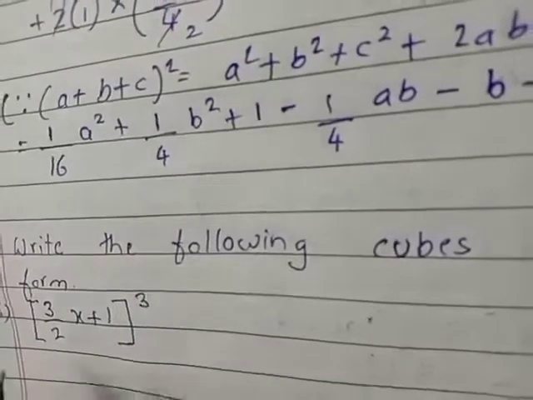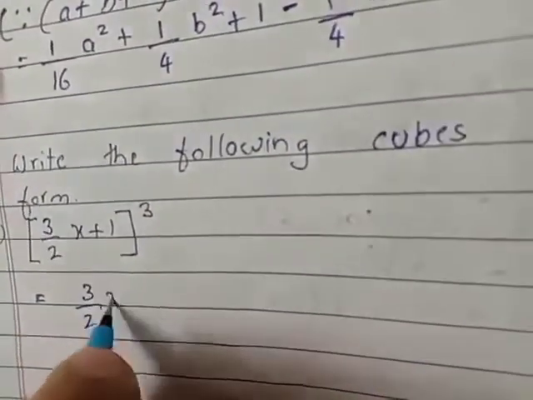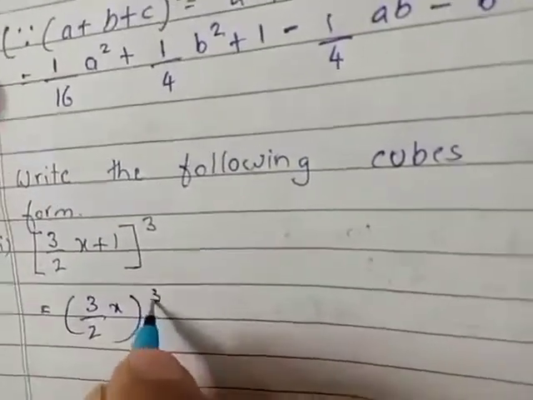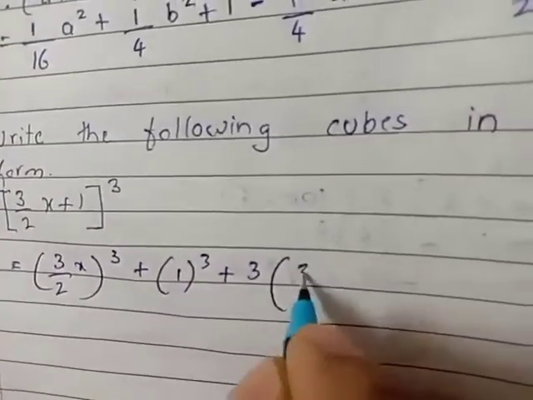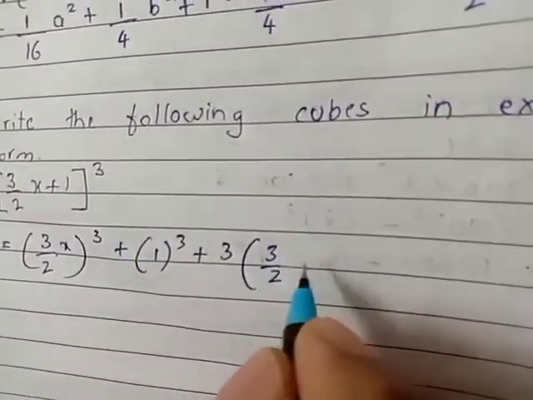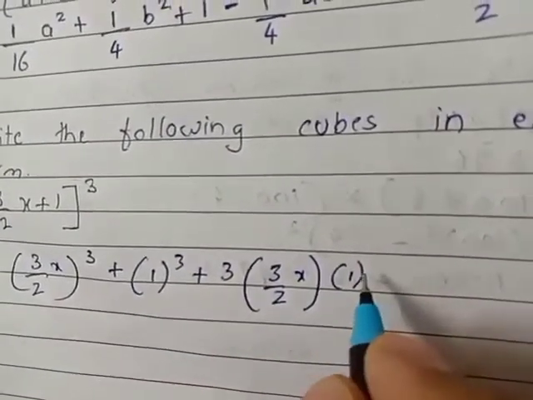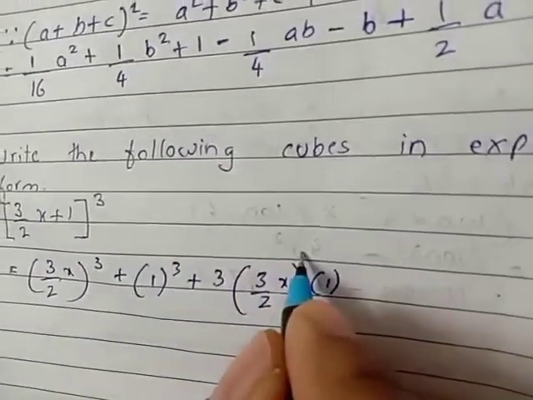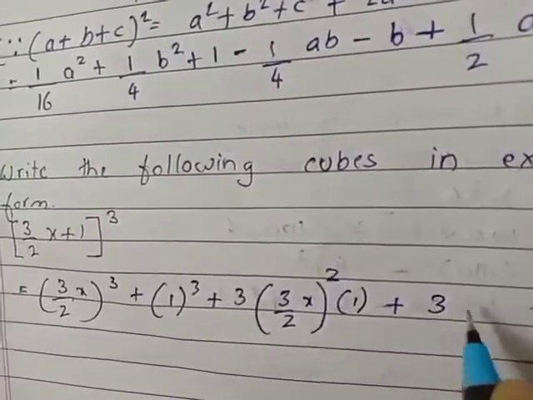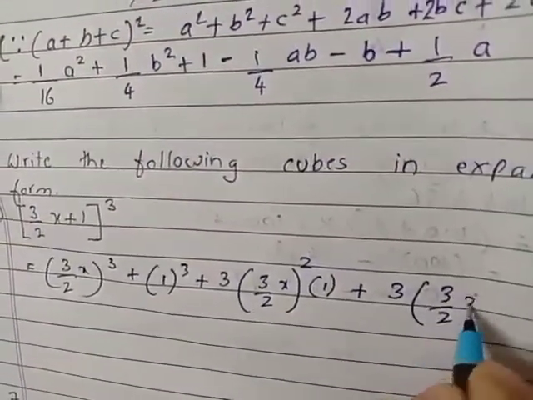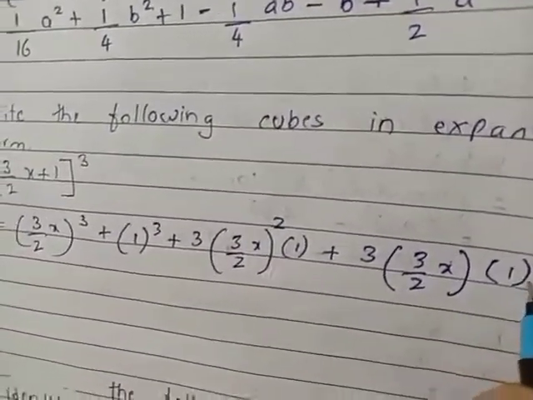So how will we expand this? This will be 3/2 x a cube plus b cube plus 3a square b. A is 3/2 x and b is 1. 3a square b plus 3ab square. What is a? 3/2 a, b square. B is 1, so 1 square.